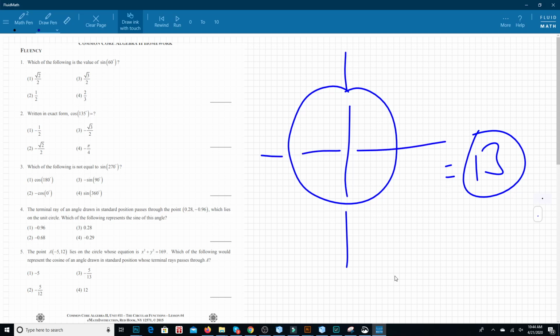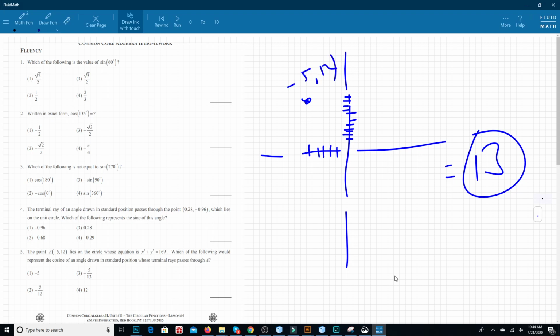All right, so we're looking at negative 5, 12, which is about right here. Call it negative 5, 12, right? So that means it goes 5 units on the x-axis and 12 units up. So I'm left with a triangle like this. This is 13 in the radius, 12, 5, 12, 13.